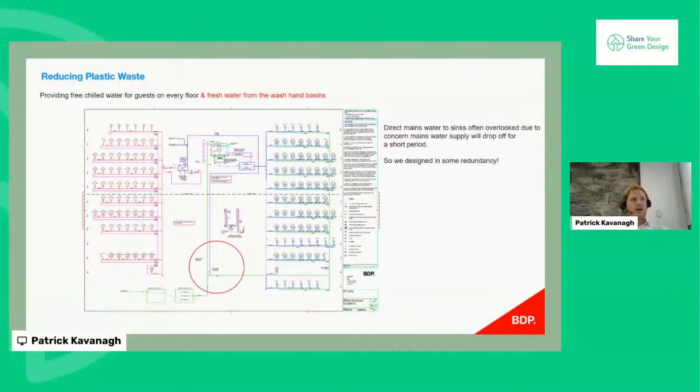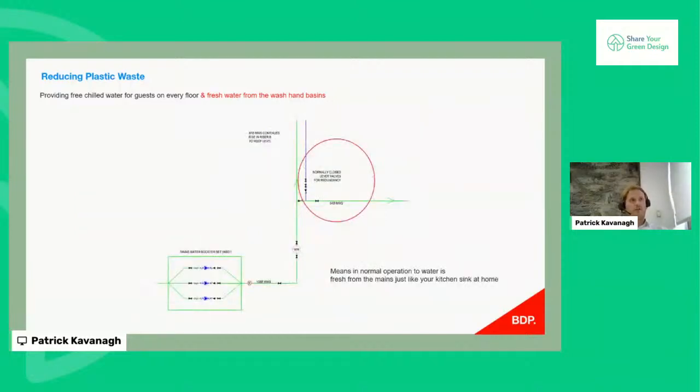So I suppose why this is often overlooked is due to the concern that the mains water supply will drop off for a short period and all of a sudden your sinks don't work. So we just did a simple little measure and designed in some redundancy. We essentially have a normally closed lever valve, which loops back to your cold water storage tank, which is 24-hour storage, 25,000 litres. And in the event of the public mains dropping out, there's basically two valves, one's closed, one's opened, and all of a sudden the cold water storage tank is providing the cold water to the washing basins.